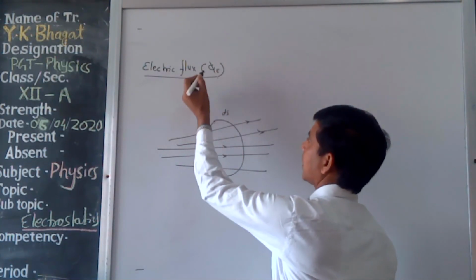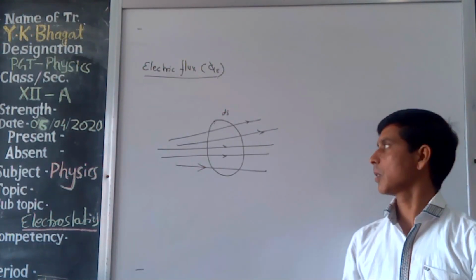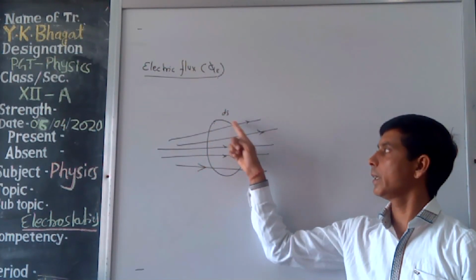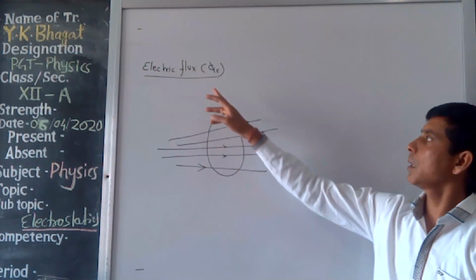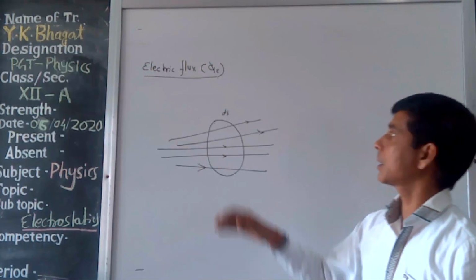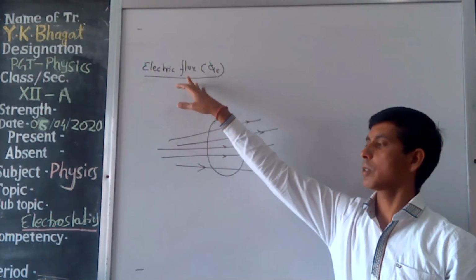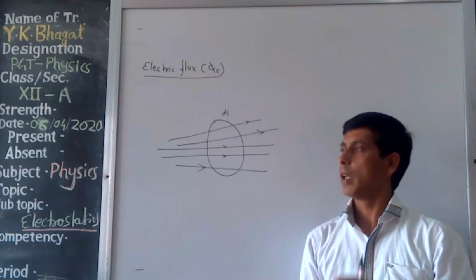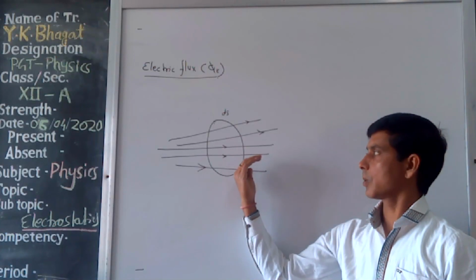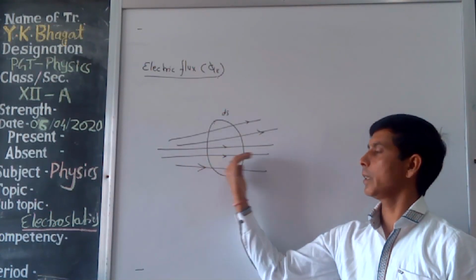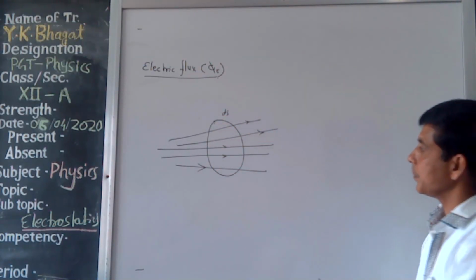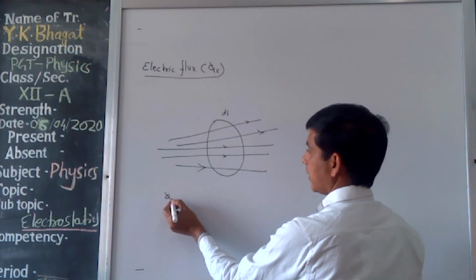Then we define electric flux: the number of lines of force which are passing perpendicular to a particular area is called the electric flux linked with the area. Now again I repeat my definition. The electric flux through any given area is equal to the total number of lines of force, only those lines of force which are passing normally through the given area. Electric flux is denoted as phi E.